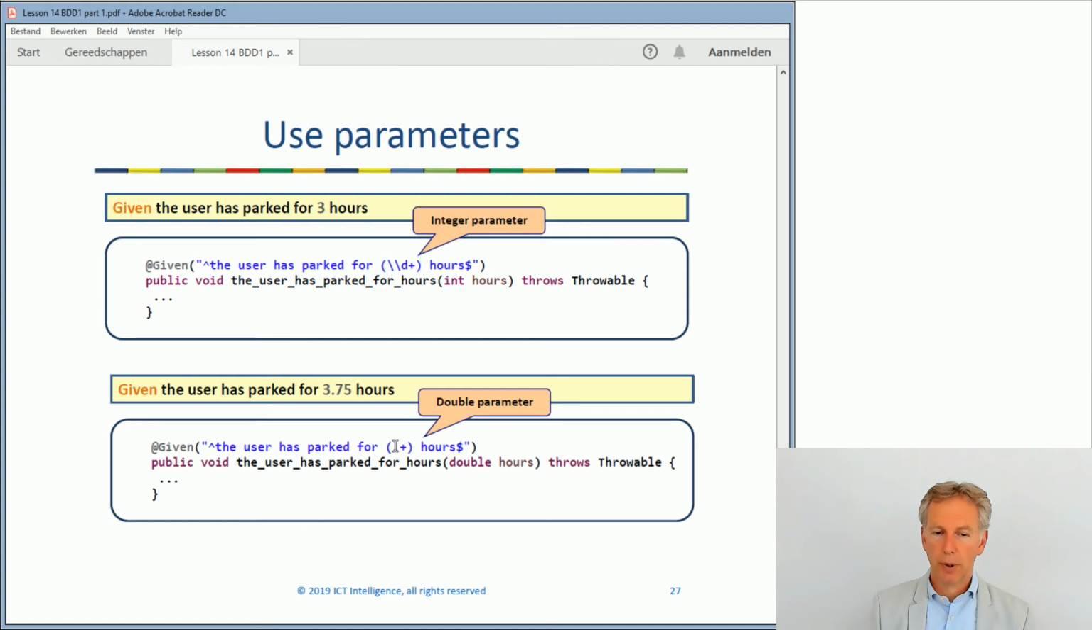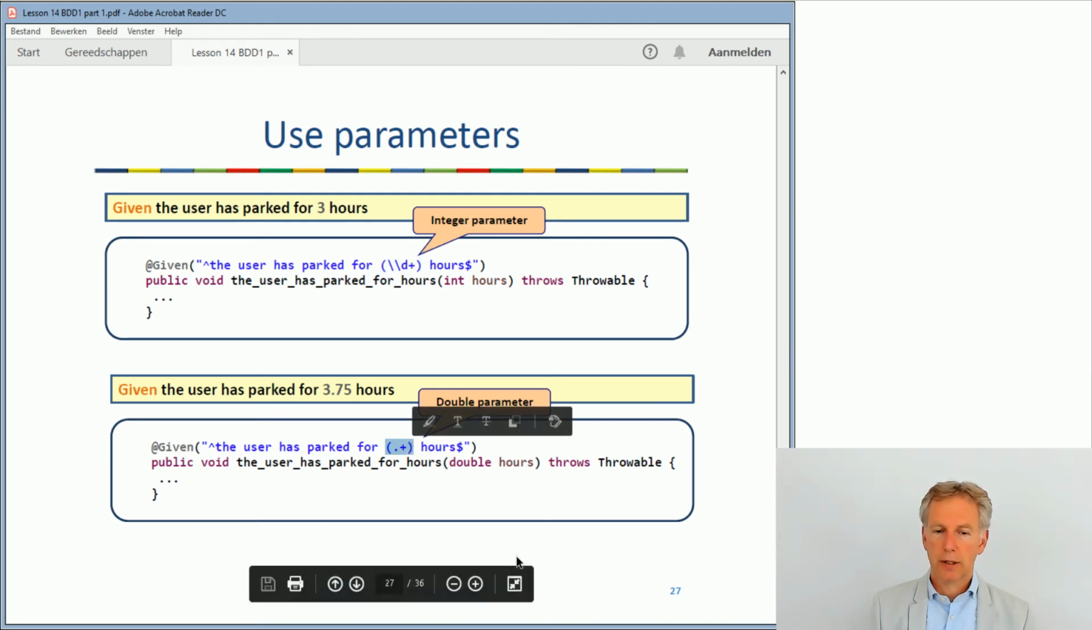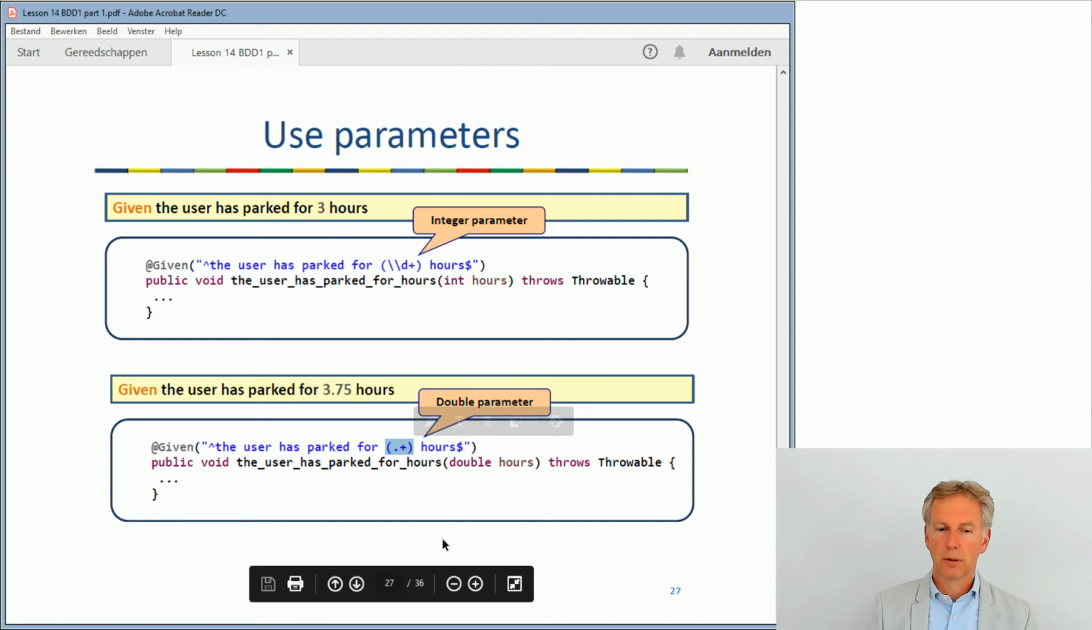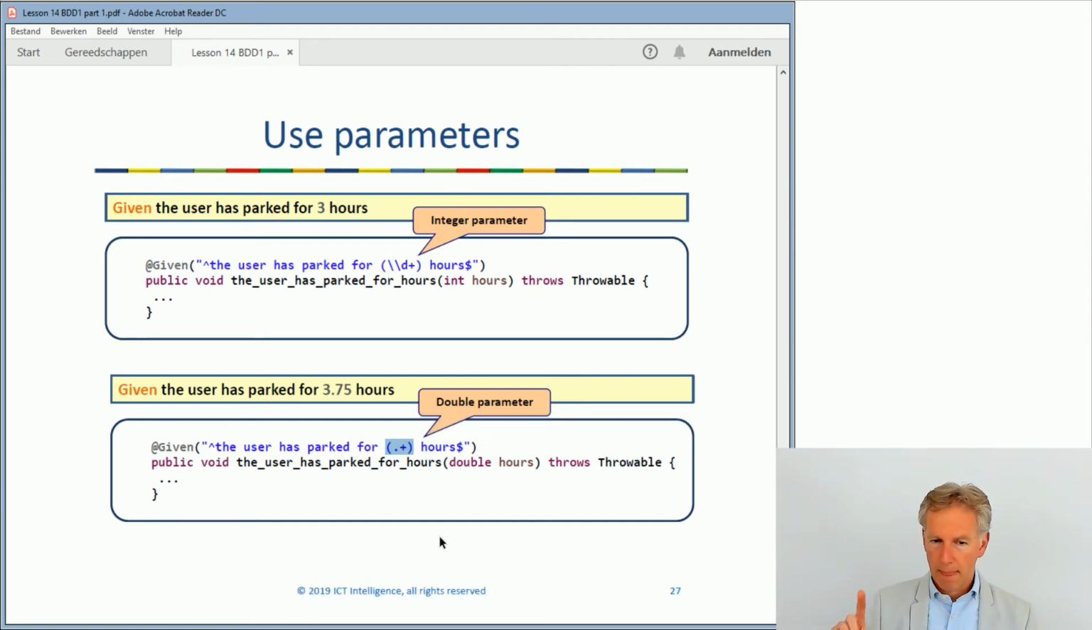The dot plus is for a double. There is somewhere a dot in there. So here I say the user has parked 3.75 hours. Well, here I want my double. How many hours? The 3.75. So that matches with this regular expression. Point plus. So there's a dot in there with numbers.